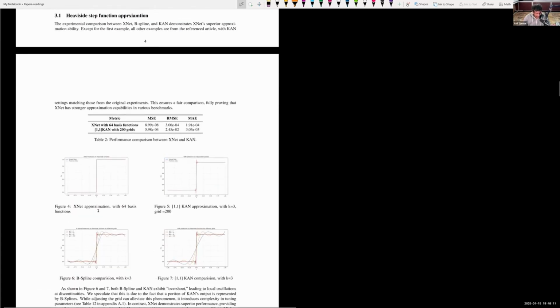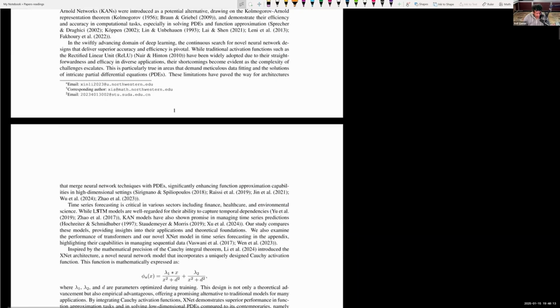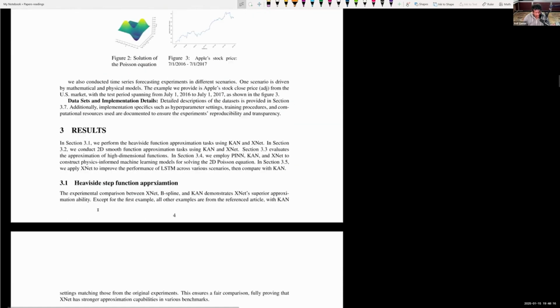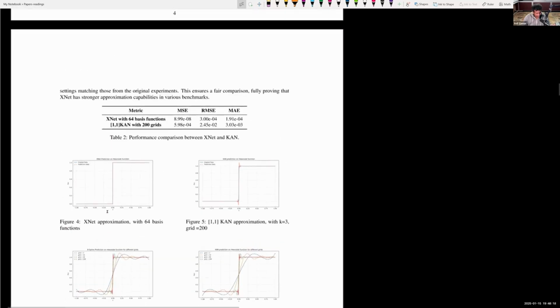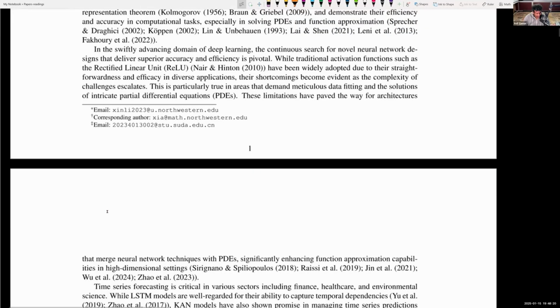So here they are showing. Let me zoom in because I have a problem with zoom. Yes, so if you see here, let me zoom in further.